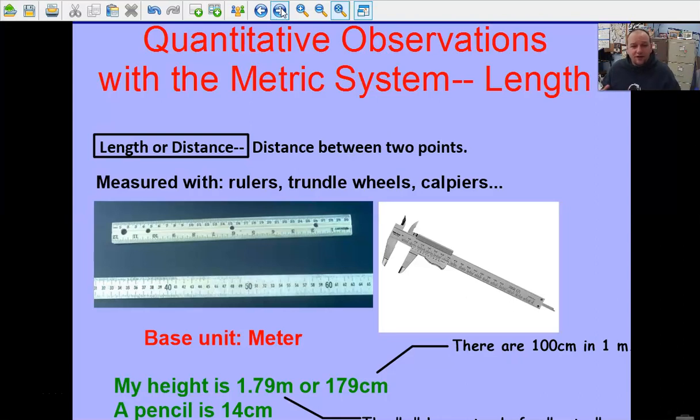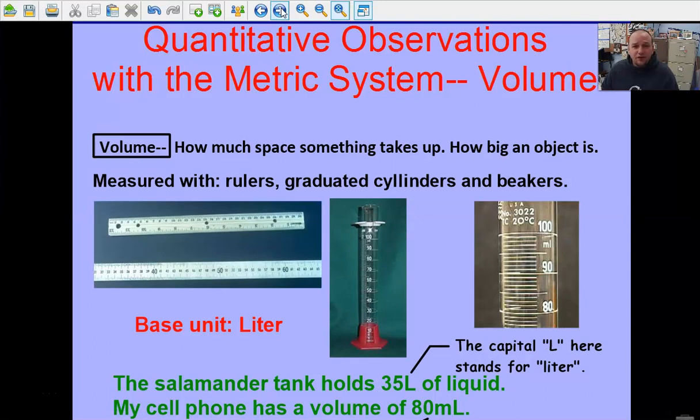And we can measure various things using these values. We also use the metric system to measure volume, or how much space something takes up. The base unit of volume in the metric system is the liter. And a liter, you guys know what a 2-liter bottle is, so a liter is just one of those.